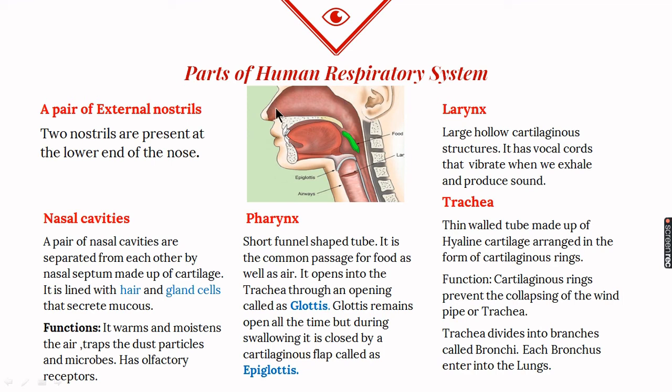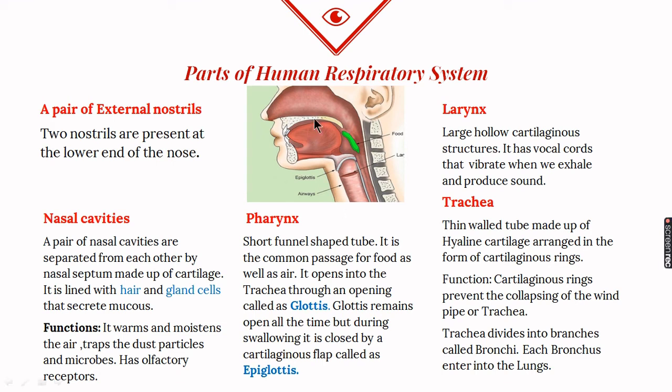Now inside the nasal cavity there is lining of hair, and also there are mucus glands, and these nasal cavities perform many functions. So first function is it warms and moistens the air, it traps the dust particles in the air, and it traps the microbes in the mucus which has been produced by the gland cells. Along with it, it has olfactory receptors also which help us to smell.